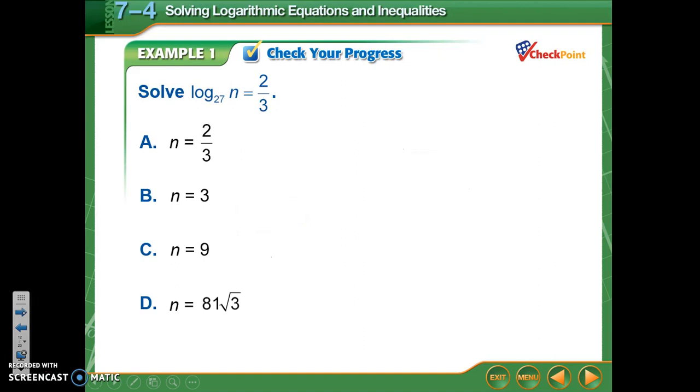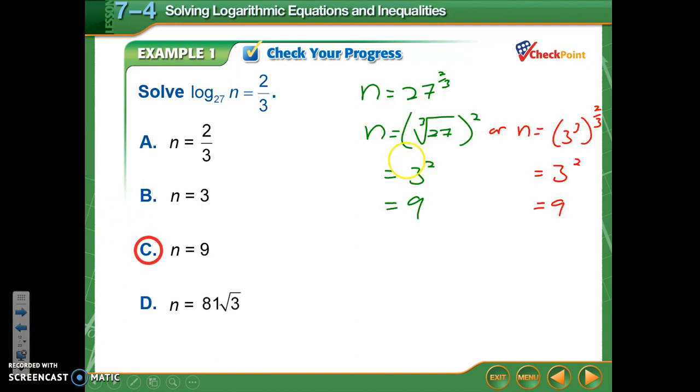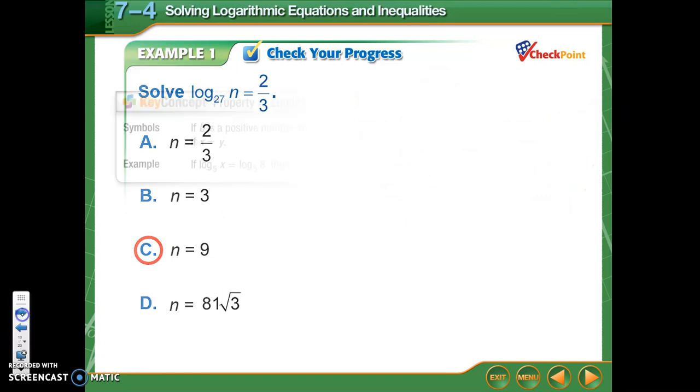All right, so I want you guys to try this one. Log base 27 of n equals 2/3. All right, your answer should be C, which is 9. And there's the work. Just like in the last example, I showed you both ways. I can either rewrite it as a radical, or I can rewrite this as 3 cubed to the 2/3. 3 times 2/3 is 2, and we can simplify from there.